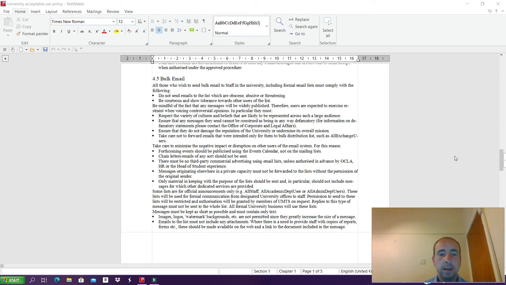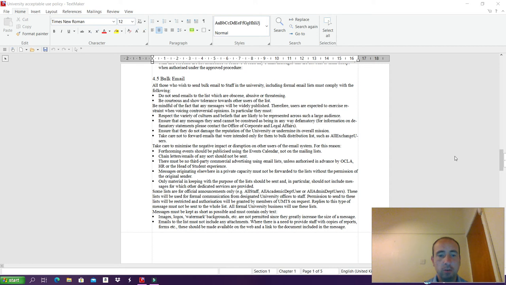In particular, they must respect the variety of cultures and beliefs that are likely to be represented across a large audience. Ensure that any messages they send cannot be construed as being in any way defamatory. For information on defamatory statements, please contact the Office of Corporate and Legal Affairs. Ensure that they do not damage the reputation of the university or undermine its overall mission. Take care not to forward emails that were intended only for them to bulk distribution lists such as all Exchange users. Take care to minimize the negative impact or disruption on other users of the email system.